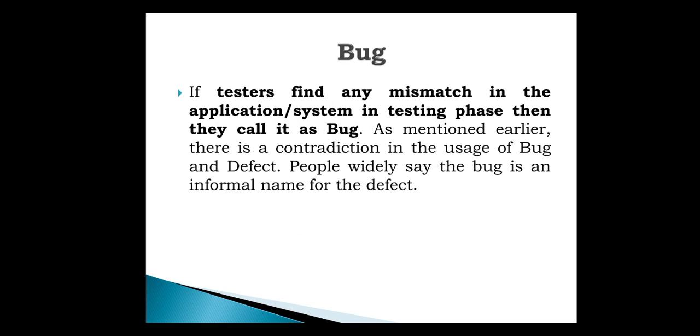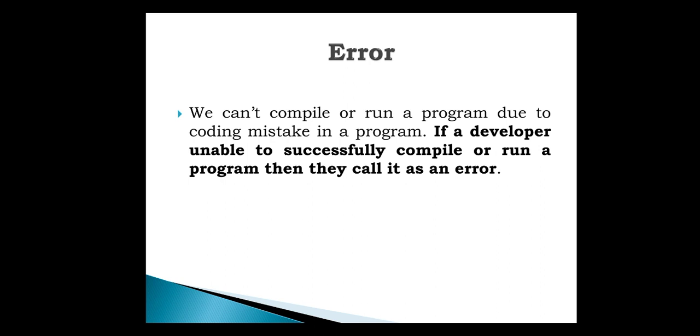Similarly, a bug is also a variance between expected result and actual result, but who is going to find it? The tester, at the time of testing. If a tester finds any mismatch in the application system in the testing phase, then it is called a bug. As mentioned earlier, there is a contradiction in the usage of bug and defect. People widely say a bug is an informal name for a defect.